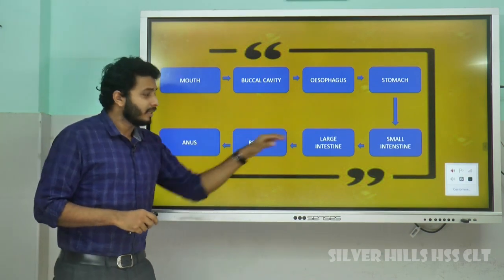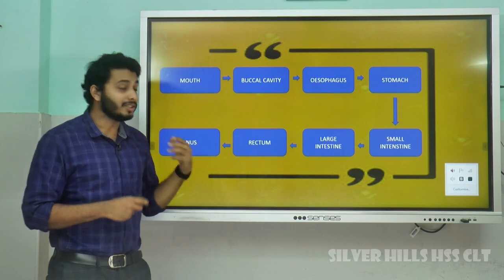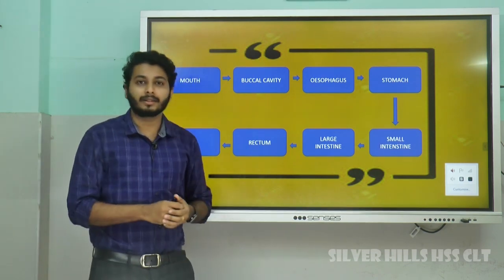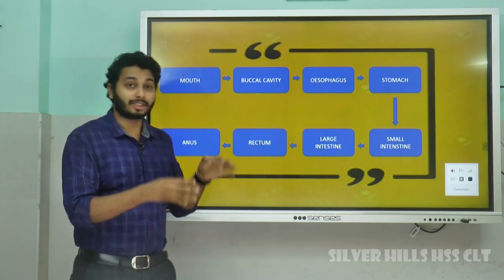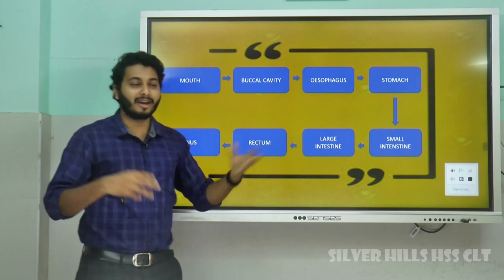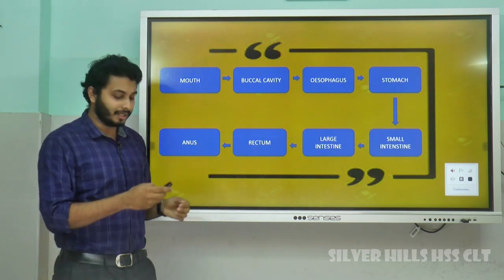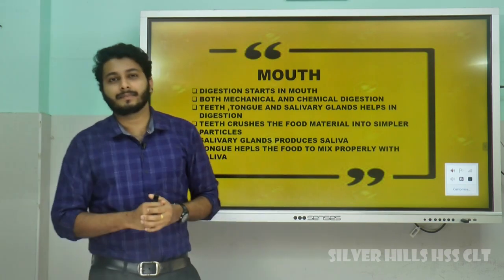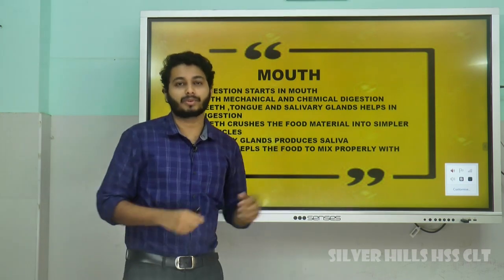In between this movement, digestion takes place in various parts. Digestion takes place from mouth, digestion takes place from stomach, digestion completes in small intestine, water absorption and mineral absorption take place in large intestine. So these are the total process involved in digestion. In human beings, the digestion starts from mouth.